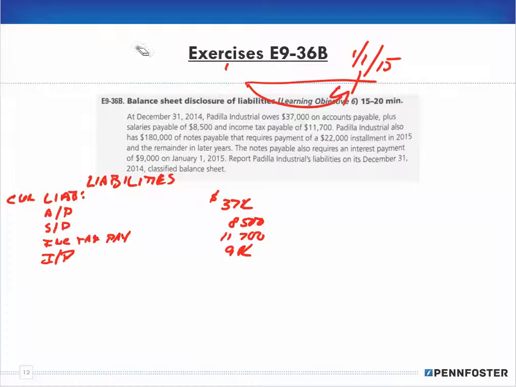Pause the video, watch it again, rewind it if you didn't get it. But you should get it, all right? I mean, it's an interest payment for January 1st, right? But we're doing the balance sheet as of the 31st, so we've accrued the $9,000, and you get that journal entry, and it shows up on the balance sheet once you make all of the adjusting and closing entries. Okay, and let's see here.